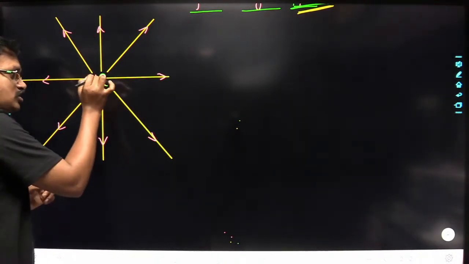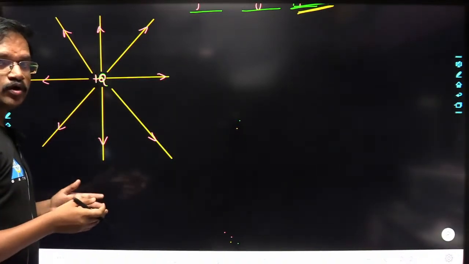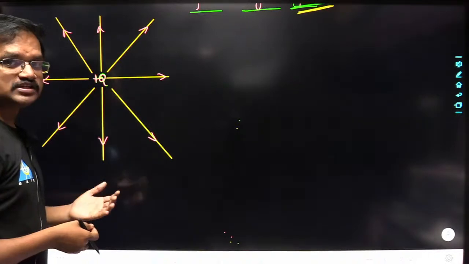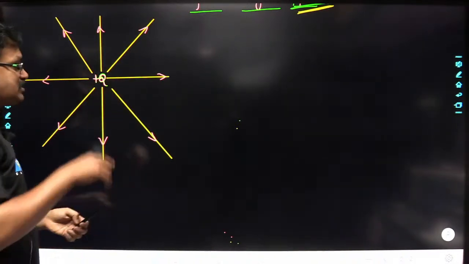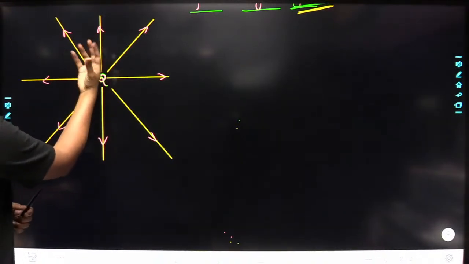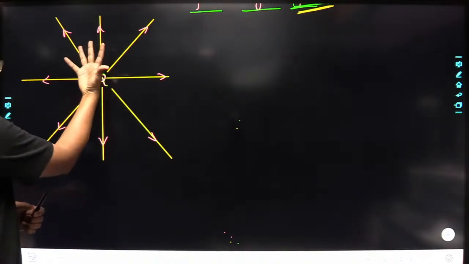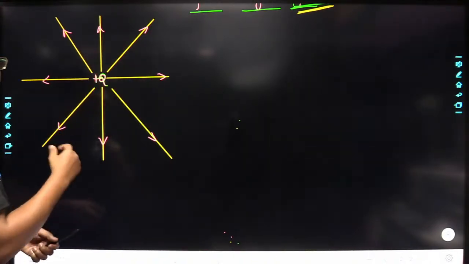So if you try to determine the divergence exactly at the location of the source, what are you going to get? Divergence will be not equal to 0. Why? From this point you are observing that all the field lines are leaving from this point. So how much of the field is leaving from this point is nothing but the divergence at that point.